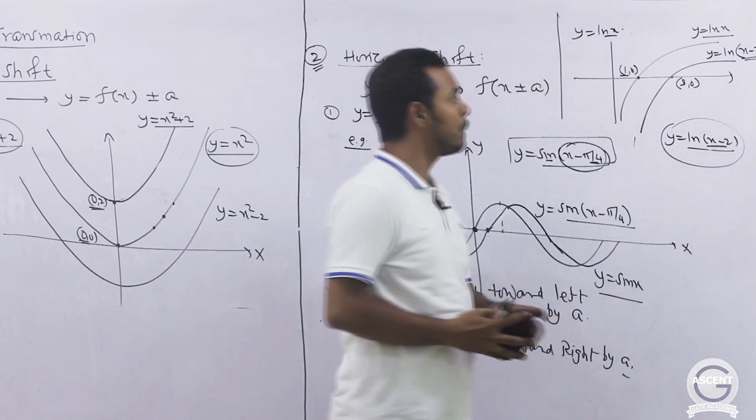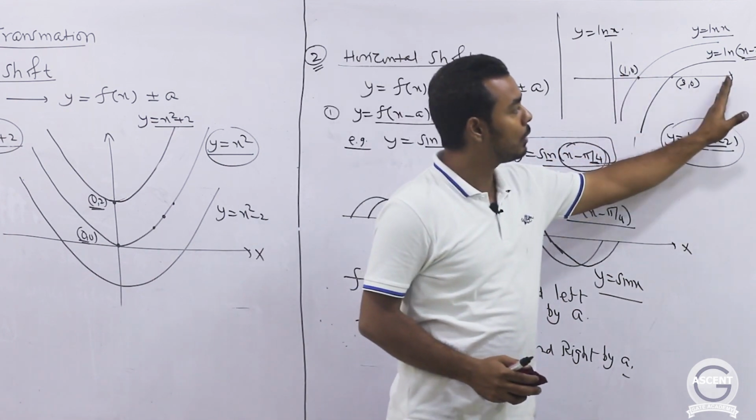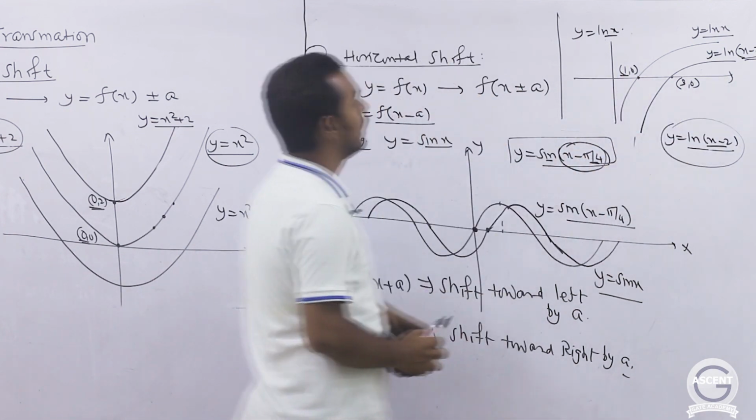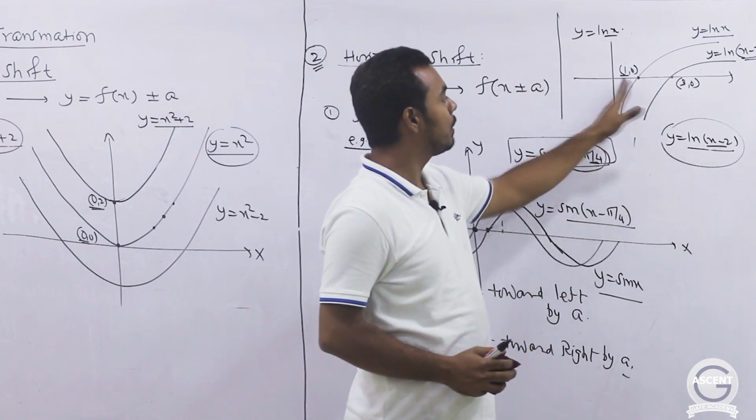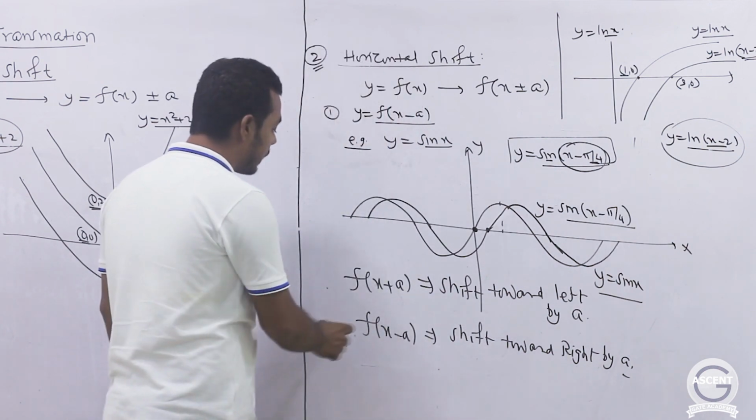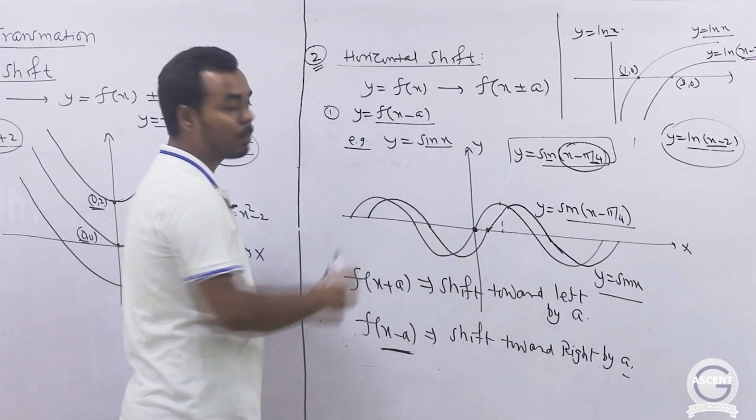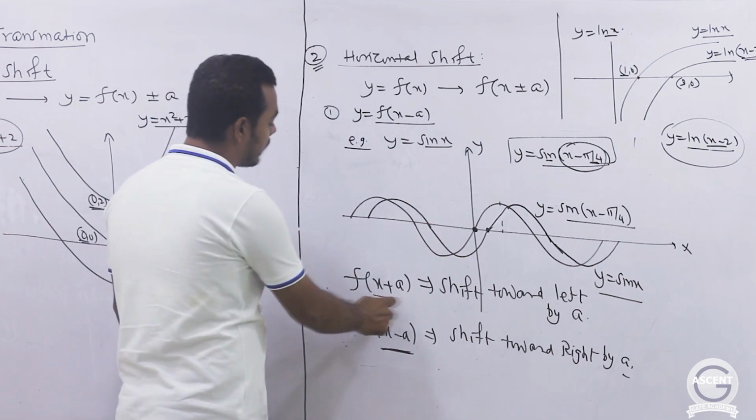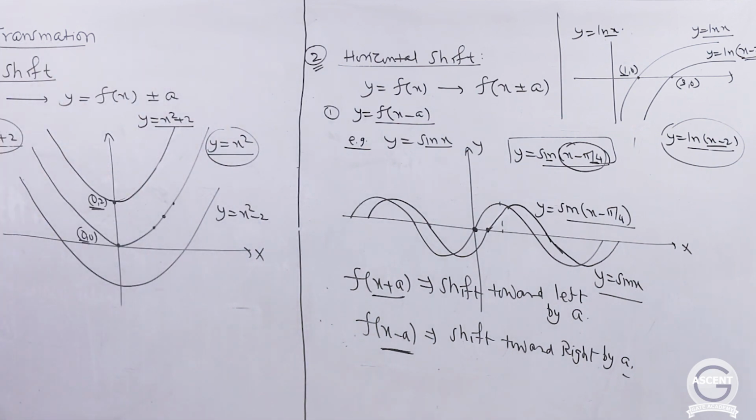So if x is replaced by x minus a, then we have to shift this graph by a units towards the right side. And if we had to draw the graph of ln(x plus 2), then shift by 2 units towards the left side. Okay, so this is very important and sometimes it is confusing. So remember, if you have x minus a, then shift towards the positive x axis, and x plus a, then shift towards the negative x axis. So this was about horizontal shift. Now we have to see some other transformations.